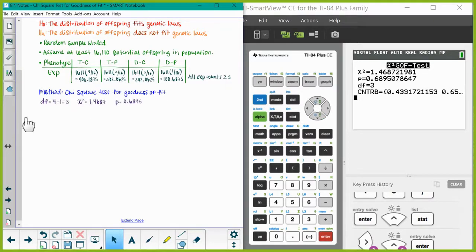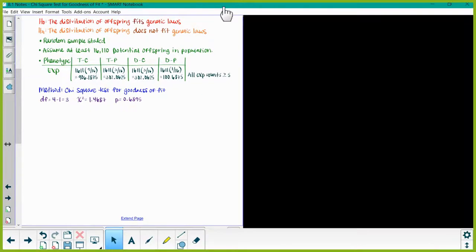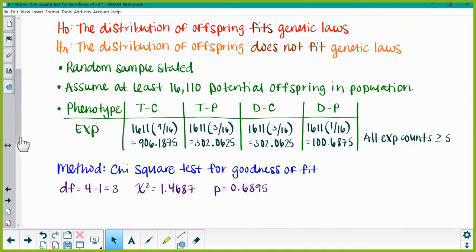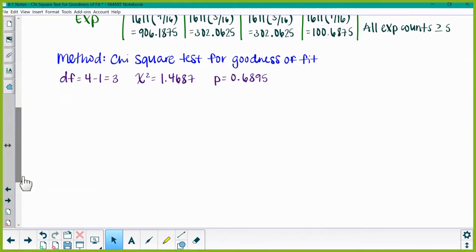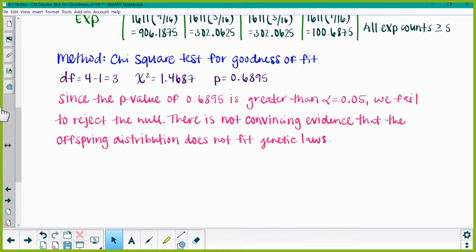I get a chi-squared value of 1.4687 and a p-value of 0.6895, which is going to save you tons of time, especially when you have to do summation for multiple categories. My last step is to conclude. Since the p-value of 0.6895 is greater than alpha, we fail to reject the null. There is not convincing evidence that the offspring distribution does not fit genetic laws.